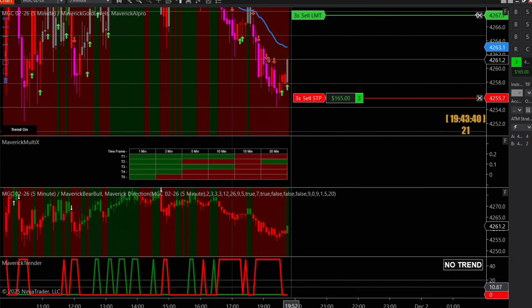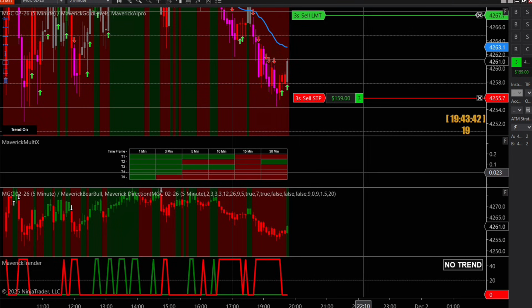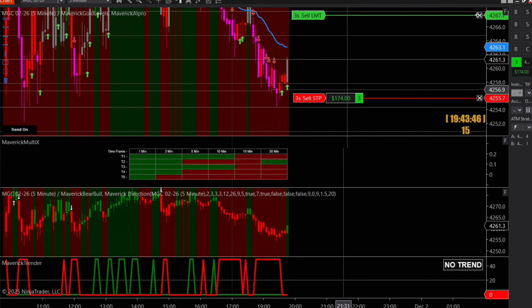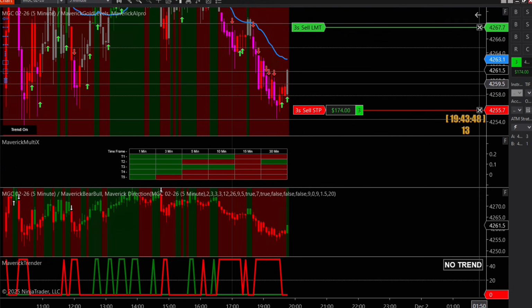And then hopefully our Maverick trender will pop up a green line and we'll take this sucker up. If not, we'll just close this sucker out for another $200. That'd be great.